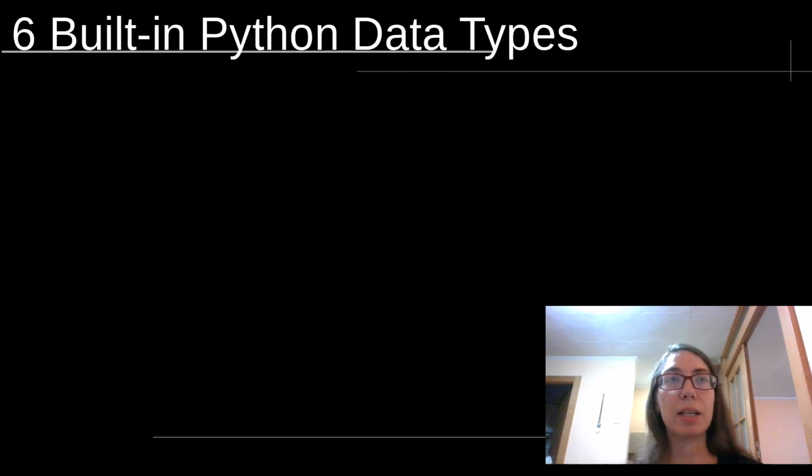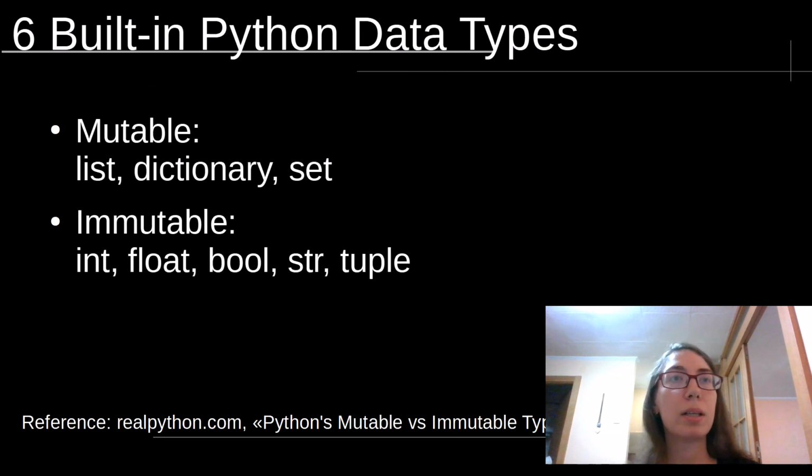Built-in Python data types. Every Python object has three characteristics: value, identity, type. A mutable object is an object that allows you to change its value without changing its identity. In contrast, an immutable object doesn't allow changes to its value.